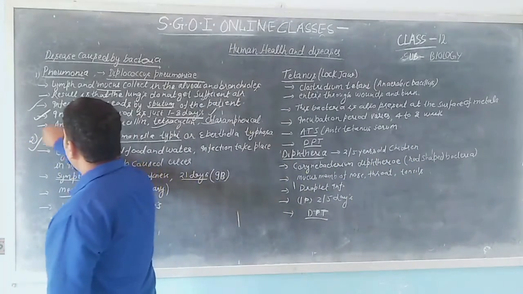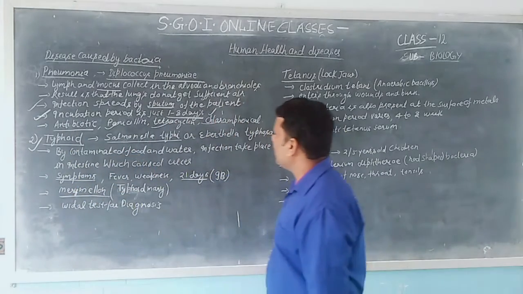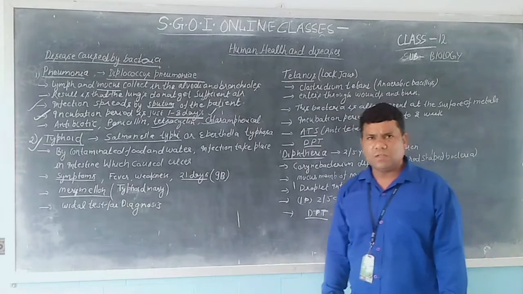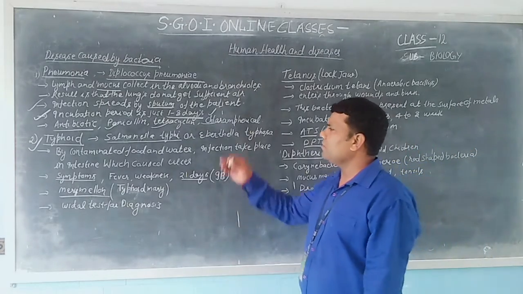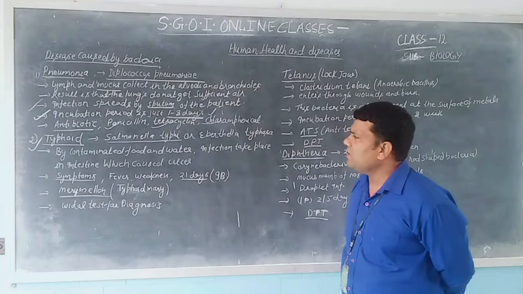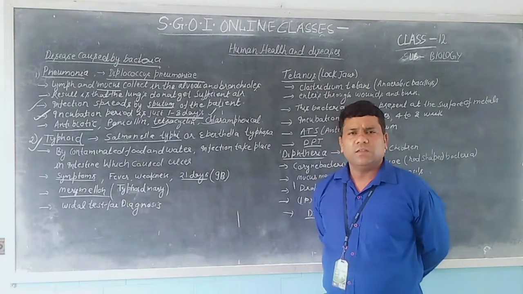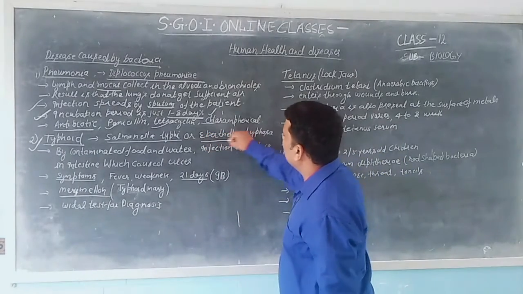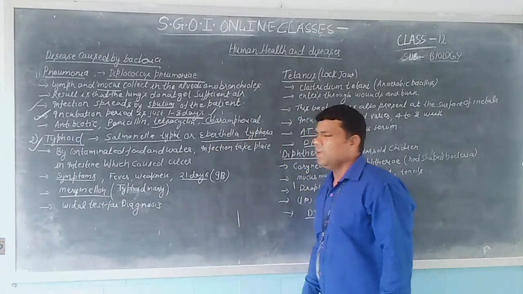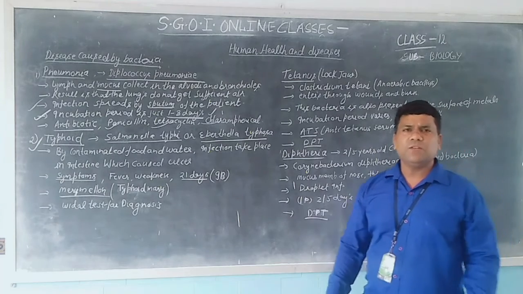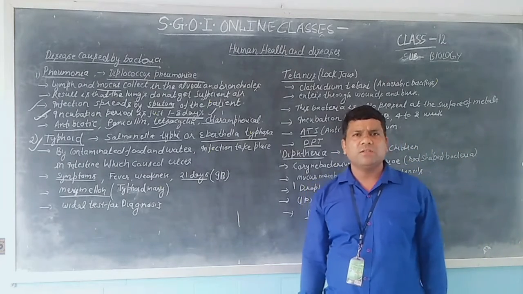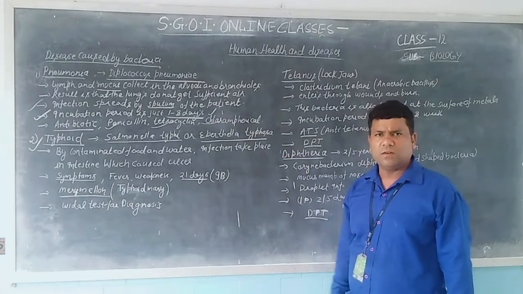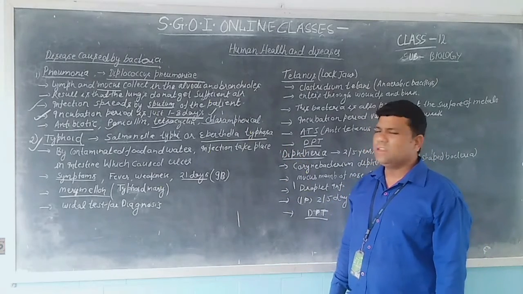This is typhoid. The causative agent is Salmonella typhi or Haemophilus typhosa. The causative agents are very important because they are asked in examinations. The second disease is typhoid, caused by Salmonella typhi or Haemophilus typhosa. Both are causative agents of typhoid, which is spread through contaminated food and water. Infection takes place in the intestine.